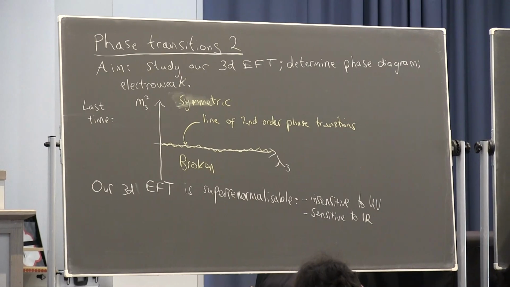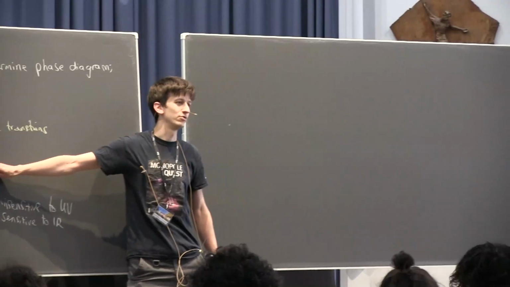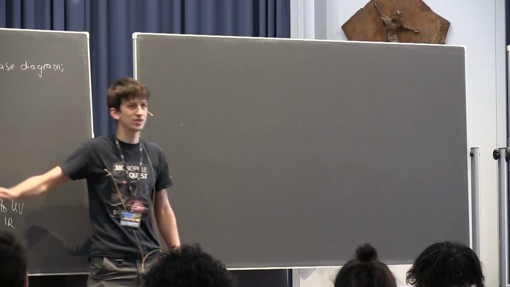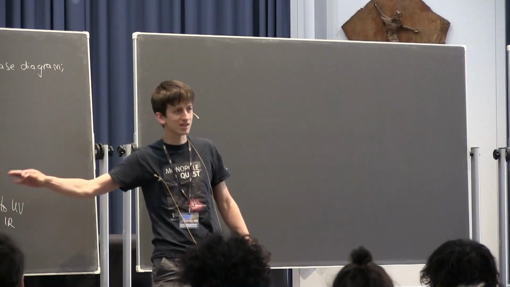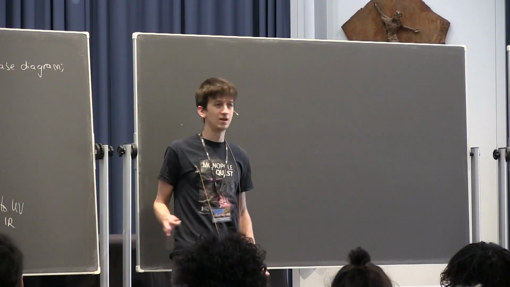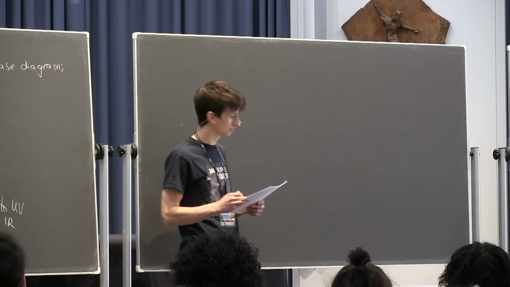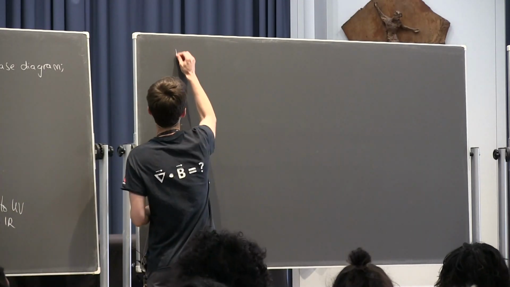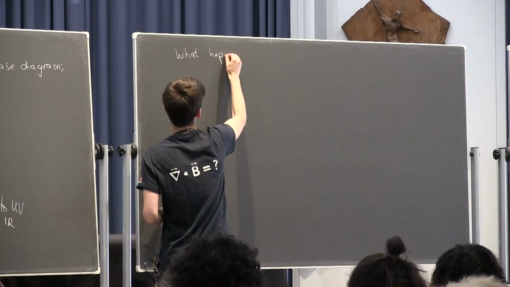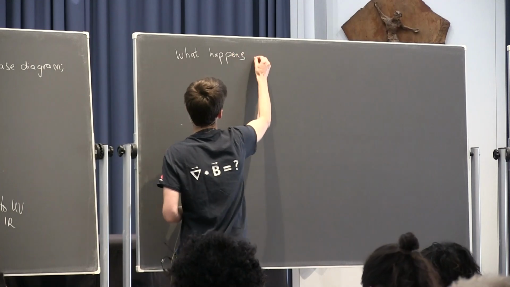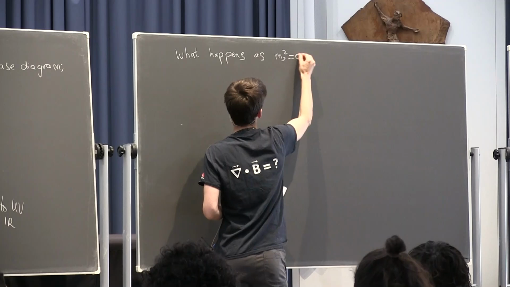So the next question is, okay, it's sensitive to the infrared. What happens then if a mass goes through 0? When the mass goes through 0, we have something very infrared happening. So our super renormalizable theory is going to be super sensitive around there. And that's the bit that we care about. That's where the phase transition happens. So yeah, what happens as m3 squared goes through 0?